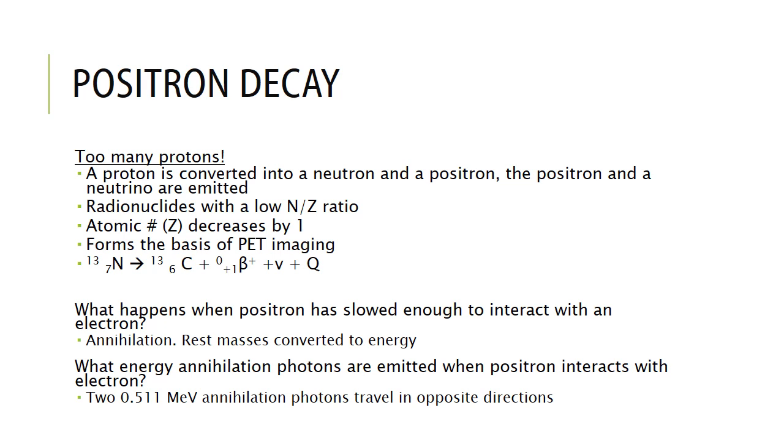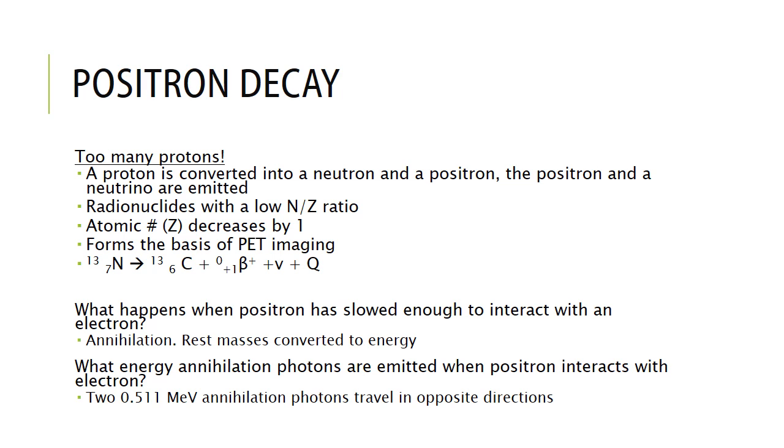Now these nuclides that undergo positron decay, in addition to having too many protons with too few neutrons, so again, the low N to Z ratio, are also going to have at least 1.02 MeV of excess energy. So an energy in excess of 1.02 MeV is carried away by the positron and neutrino as kinetic energy. So just like beta decay, the released energy is going to be shared between the positron and the neutrino.